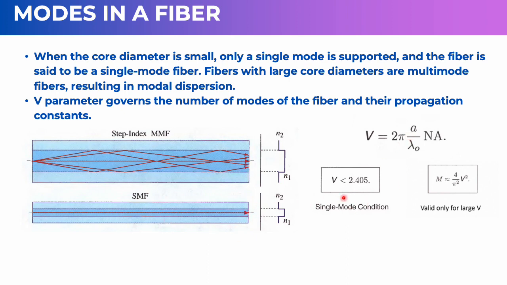If the V number is less than 2.405, this is the single mode condition, so the fiber would behave like a single mode fiber. And if it's greater than 2.405, then it would be a multi-mode fiber. Assuming that the V number is significantly greater than 2.405, we would be able to approximate the number of modes with this formula, which says it's 4 times V square by pi square. So that was about it for ray optics.